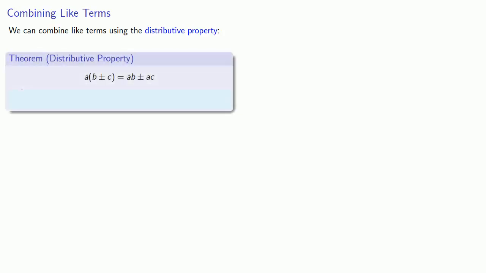The importance of identifying the like terms is that we can combine the like terms using the distributive property. Remember that for any real numbers a, b, and c, a times the quantity b plus or minus c is ab plus or minus ac. And because multiplication is commutative among the real numbers, that's also true for b plus or minus c times a.